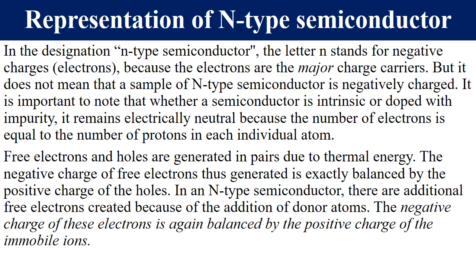So we are saying in N-type semiconductor, there are additional free electrons created because of doping with pentavalent atoms. And take note of the last point: we've got some immobile ions. They also balance the negative charge of the electrons.